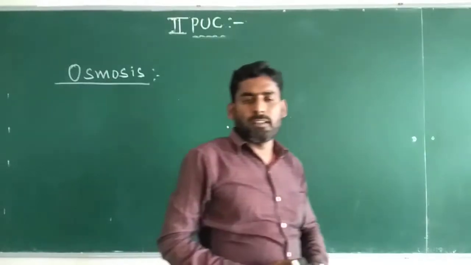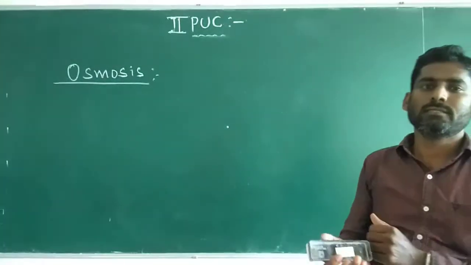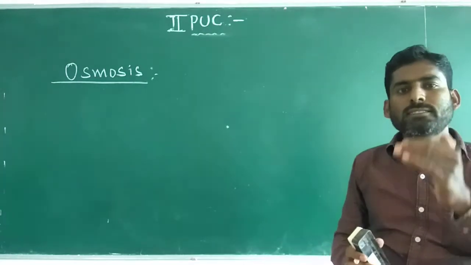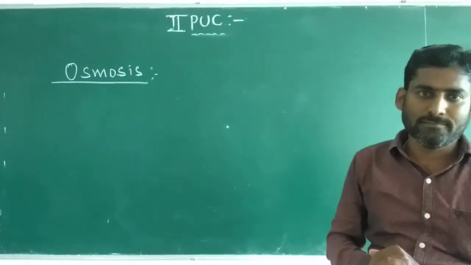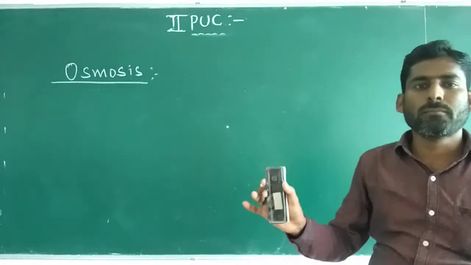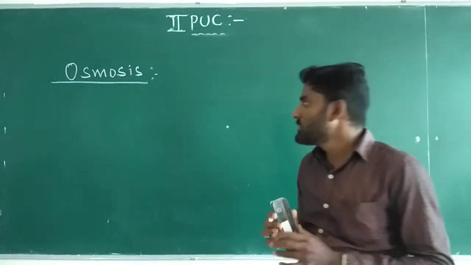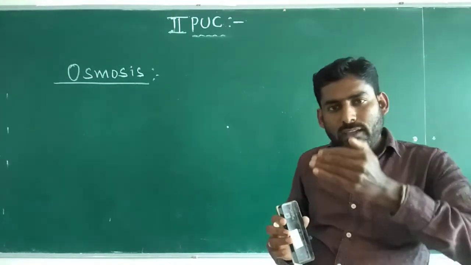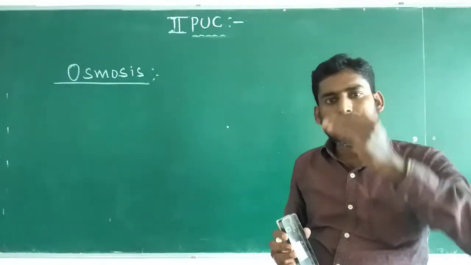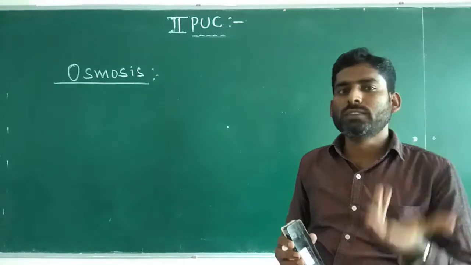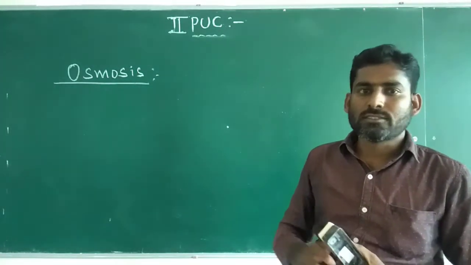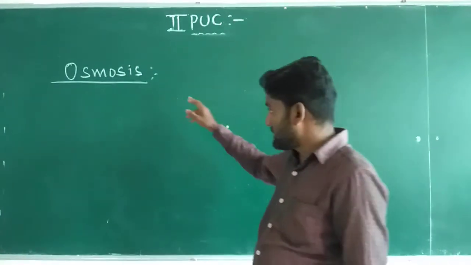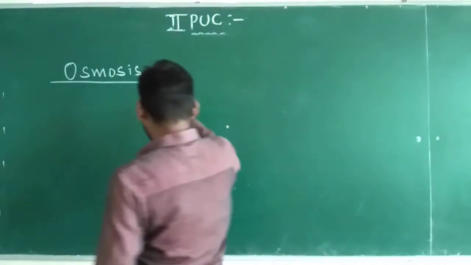Osmosis is the general phenomenon in which the solvent molecules move from the solvent side to the solution side through a semi-permeable membrane. So here the solvent molecules move from lower concentration, or from the dilute solution, to the higher concentration. Solvent molecules moving through a semi-permeable membrane is called osmosis.